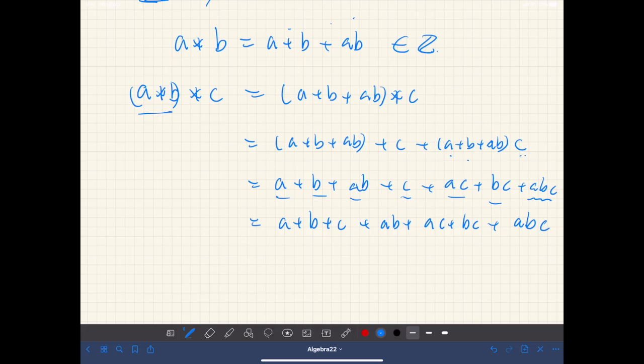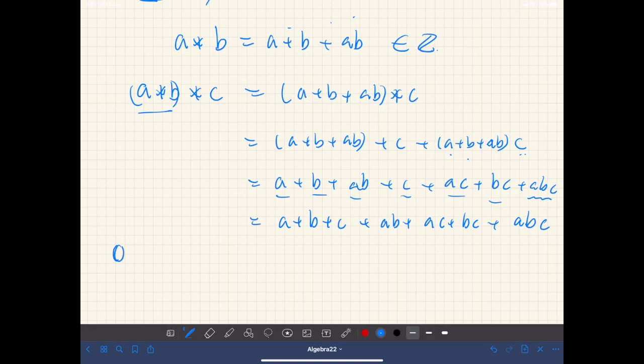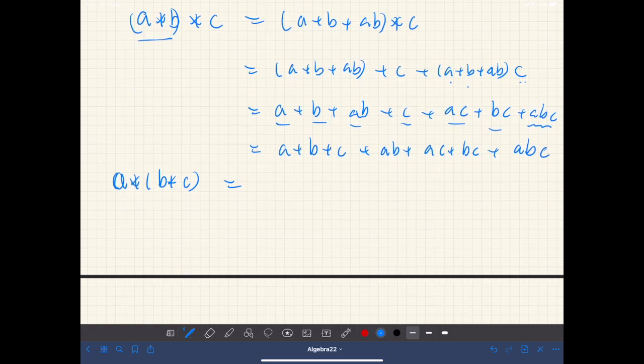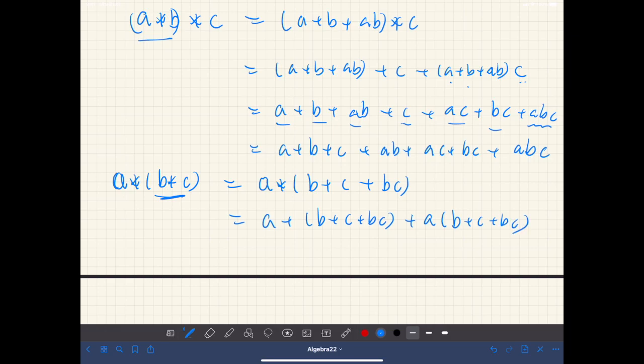Okay, so going from here backwards is a little bit tedious, so let's try to calculate this A star B star C instead. So we first calculate this part, so that is A star B plus C plus BC. Then that is A plus B plus C plus BC plus A times B plus C plus BC. And that is A plus B plus C plus BC plus AB plus AC plus ABC.